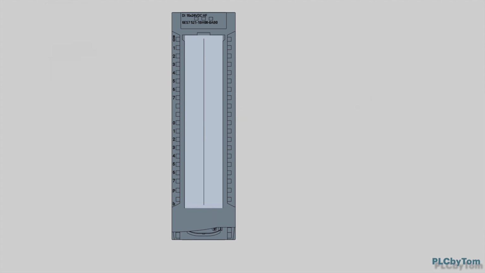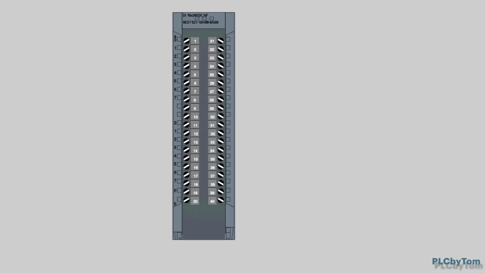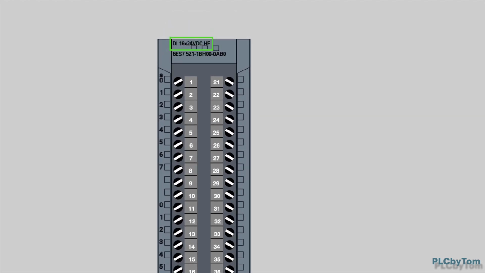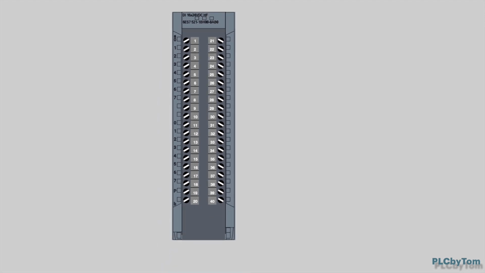Let's have a look at the example. Here is one digital input module. Below the cover there are terminal connections where sensors are connected. This module has a sign, DI, where D refers to digital and I refers to input. There are 16 channels of digital inputs, 24 volts DC voltage level. This means that 16 digital sensors can be connected to this module.